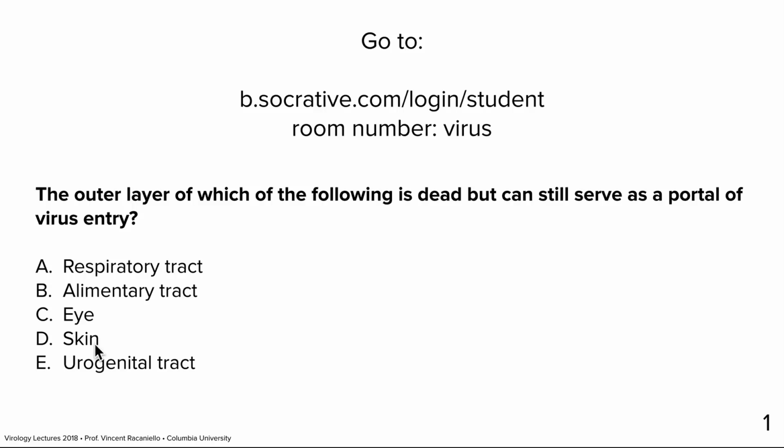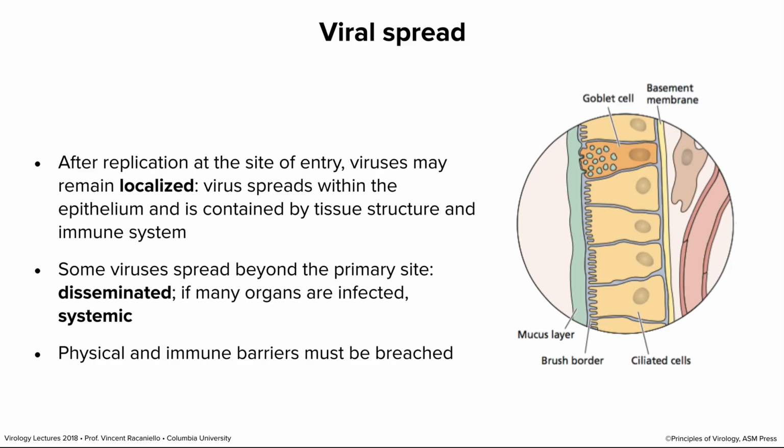For example, a mosquito poking through the outer dead layer, or a scratch, or a needle stick. Those can all get through that outer layer. But if virus simply lands on the skin, if there are no breaks, it will not replicate because it's dead. Now that virus has entered the host, how does it spread elsewhere?